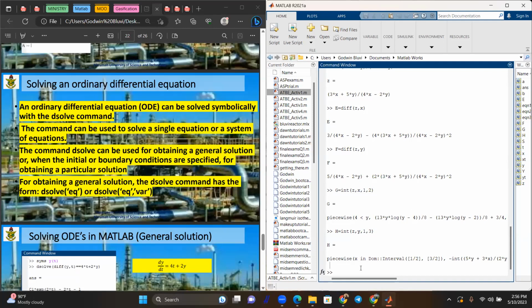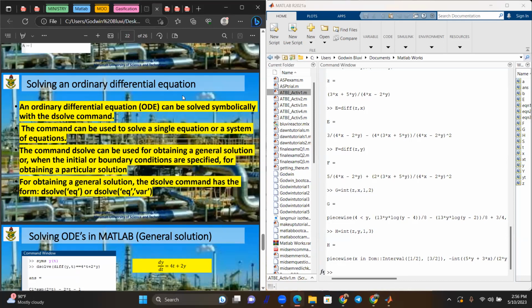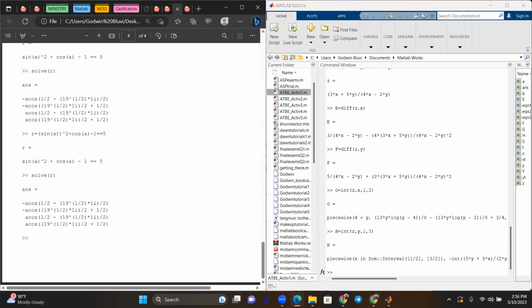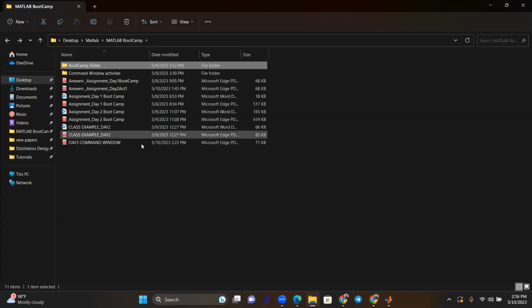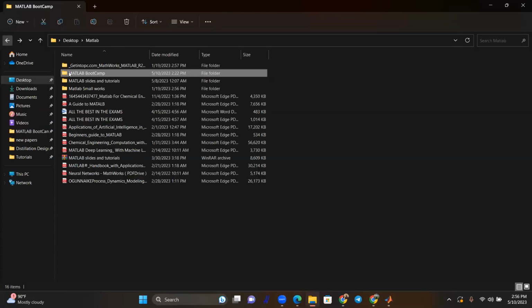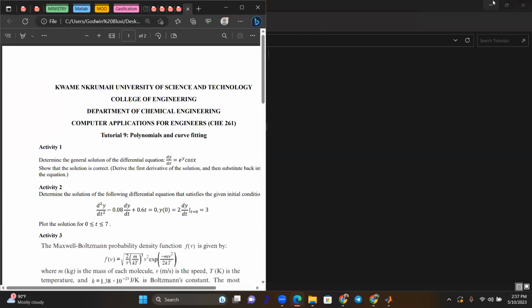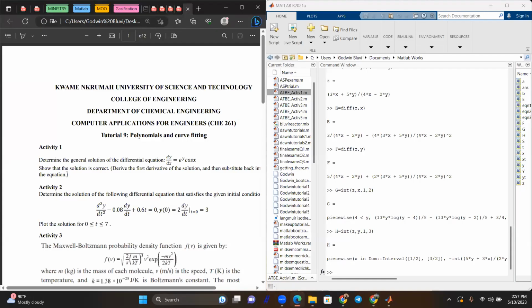Okay, so let's say we have a function. I have a tutorial here. Let me go back and open tutorial 9. Okay, so we can use this. Let's solve this question: determine the general solution of the equation dy/dx equals e to the power y cos x. We'll come to that.